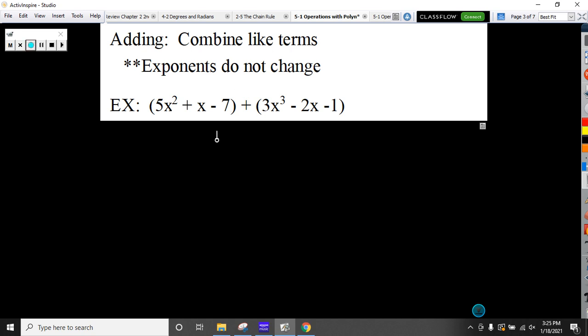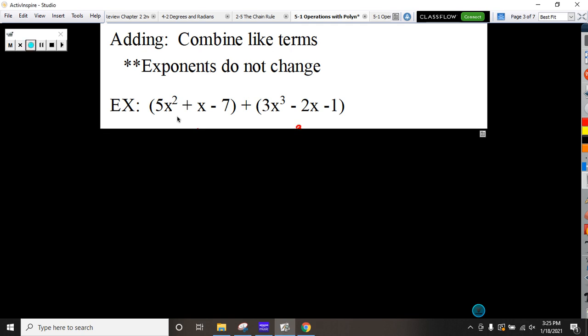So we can only add likes with likes. We have this 5x squared. It cannot be added with this 3x to the third power, because we have x to the third power and x to the second power. Those are not like terms. These two things cannot be added together. What could be added together is this single x. We have 1x here and this negative 2x. Those two can be added together. And the same thing for the 7 and the 1. Those two are just regular numbers, so they can be added together.